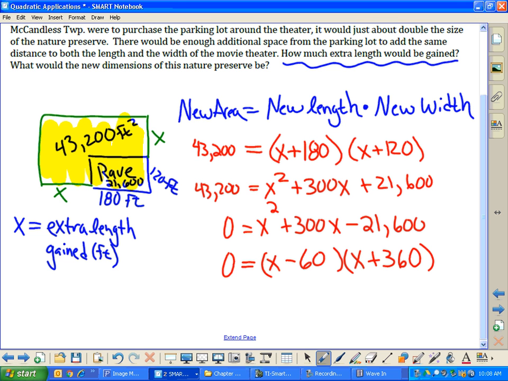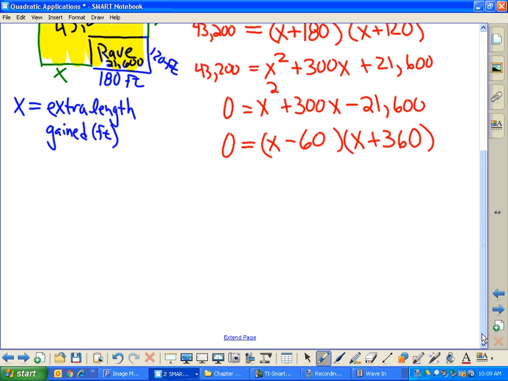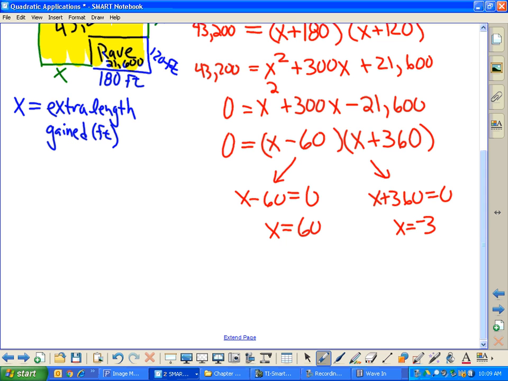So now, this is an intercept form. P is 60, Q is negative 360. I'm going to go ahead and use the zero product property for emphasis. I actually already know that if I set x minus 60 equal to 0, that'll give me one possible answer for x. Add 60 to both sides. Here I could set x plus 360 equal to 0, subtract 360 from both sides.